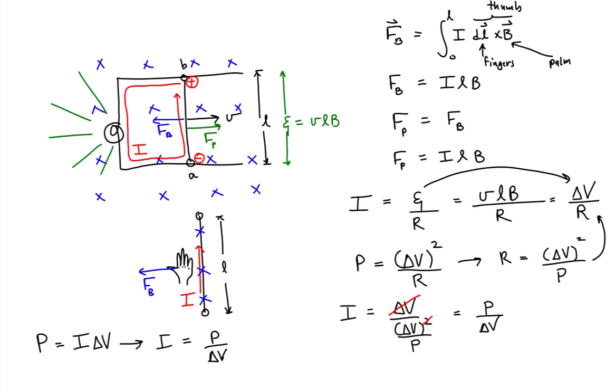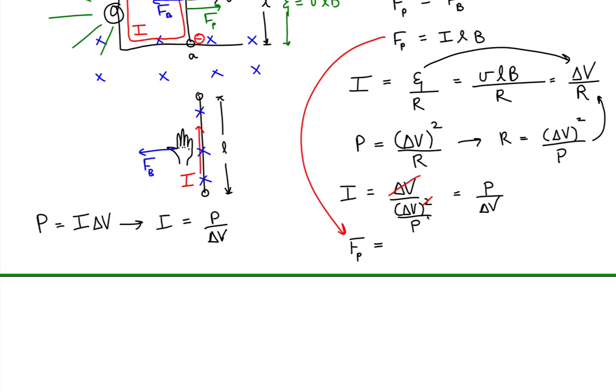Now that we have an expression for the current, we could use that to find the magnitude of the force that we need to pull with in order to keep that wire moving at constant speed. Remember, the pulling force was equal to the product of the current, the length of the wire, and the magnitude of the magnetic field. So this means that the pulling force is equal to the current, which is the power over the potential difference, times the length of the wire, times the magnitude of the magnetic field.